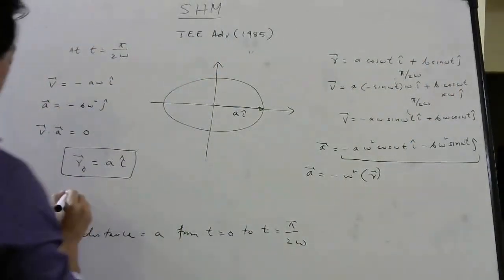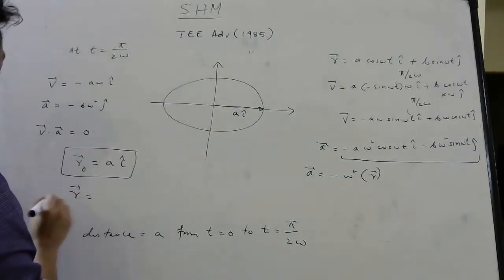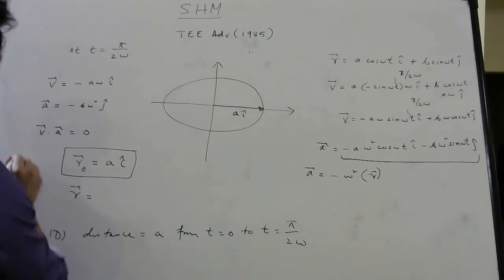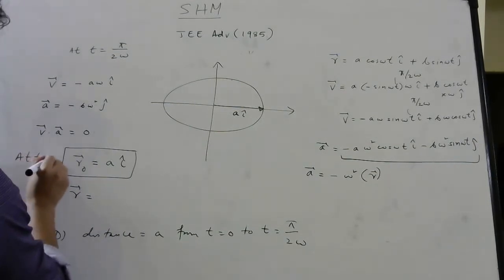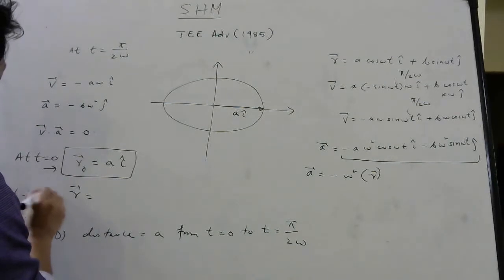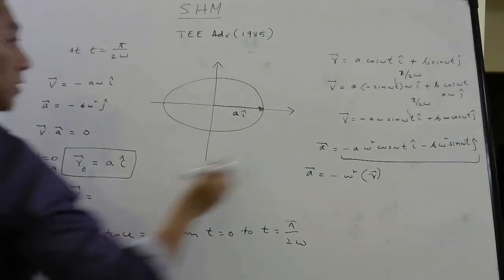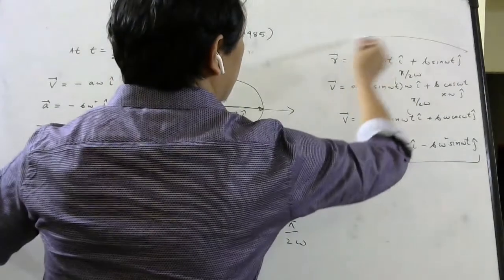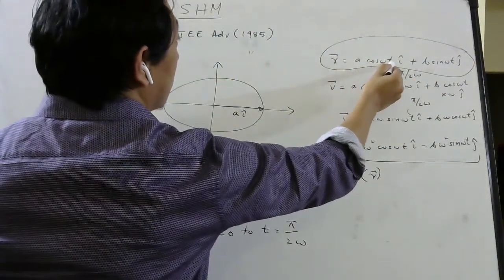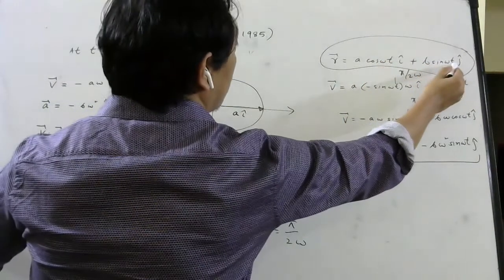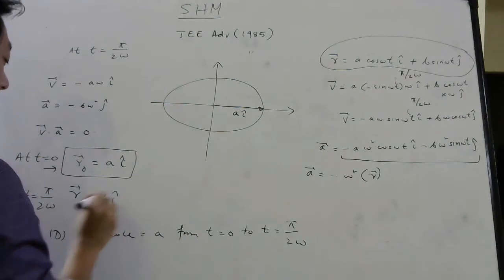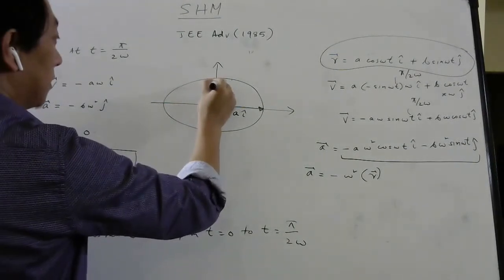What will be the position vector at this later instant? This is the position vector at t equal to 0. Now I want it at t equal to pi by 2 omega. So put t equal to pi by 2 omega in the formula of the position vector, mind you. Here pi by 2 omega will give you 0, here it will give you sin pi by 2, which is 1. So b j cap. B j cap means where? This. This is j cap, this is b.